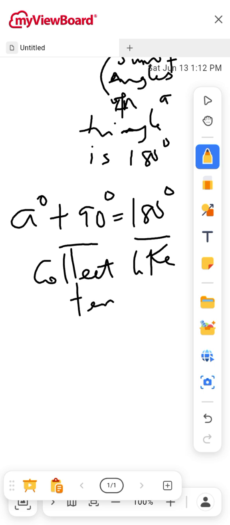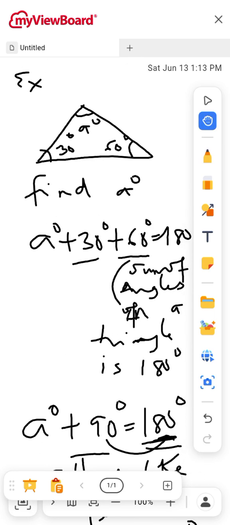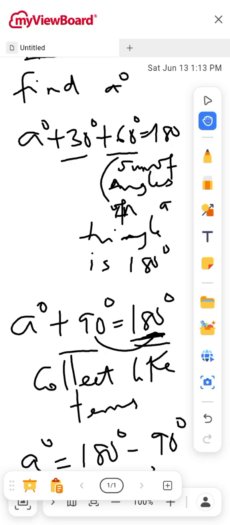When we collect like terms, this 90 will come here. A equals, I always emphasize, whatever you meet at home, write it first. 180 degrees minus 90 degrees. So in this case, our A equals 90. So the missing angle in the triangle is what? The value is 90 degrees.